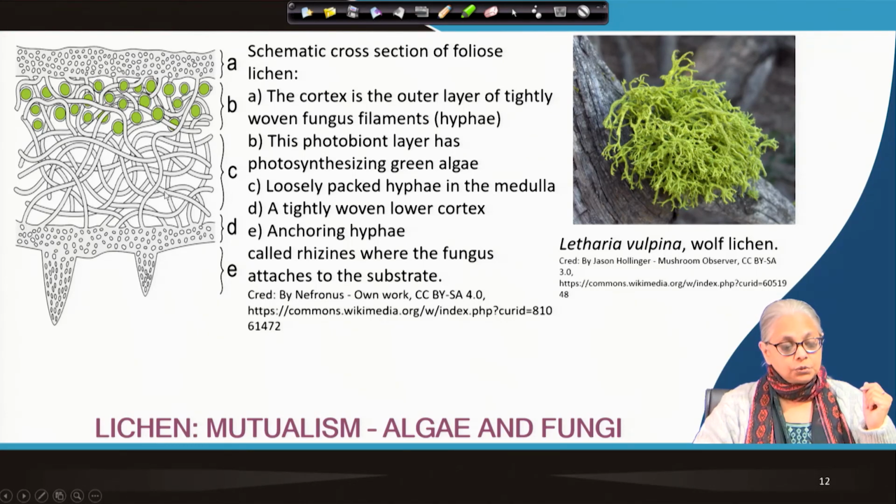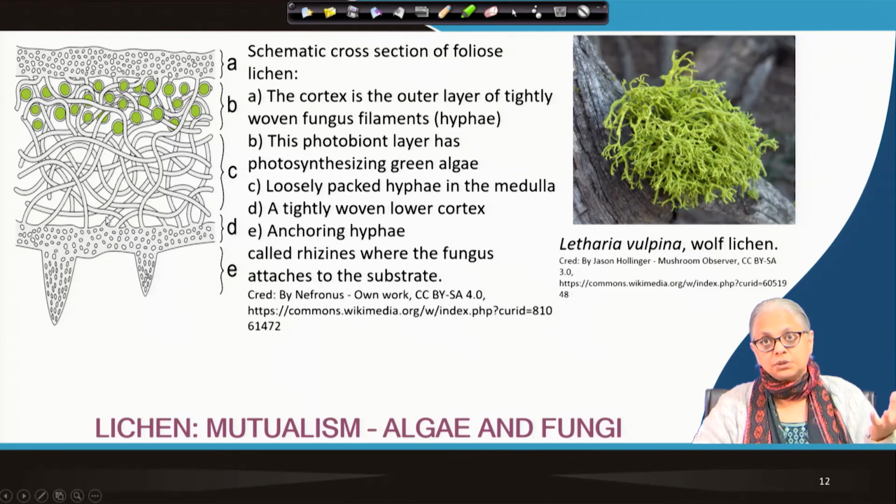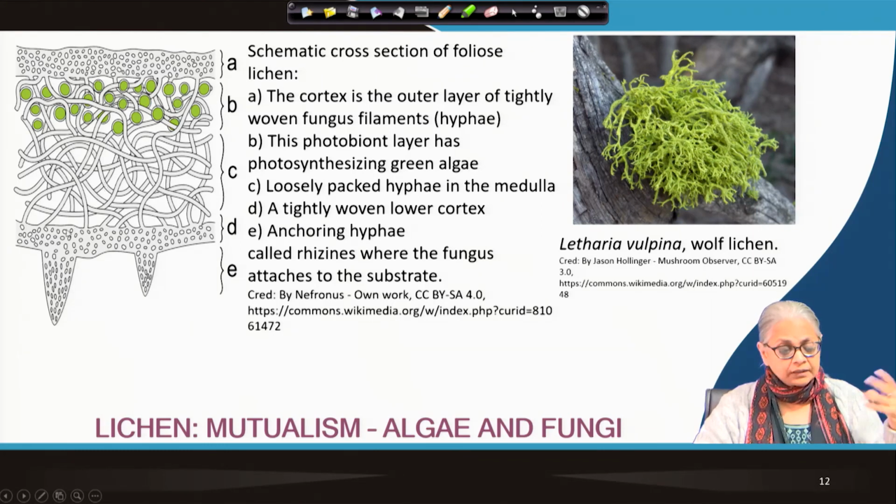And you have these hyphae that are absorbing nutrients from the substratum that they are attaching themselves to. So you have this cortex, you have this loose network of hyphae. They are also the anchoring hyphae, which have dug deep into the substratum, and they cause pitting. And remember that there is some amount of acid secretion from the fungus that allows them to create these root-like attachments to whatever surface they are growing on.